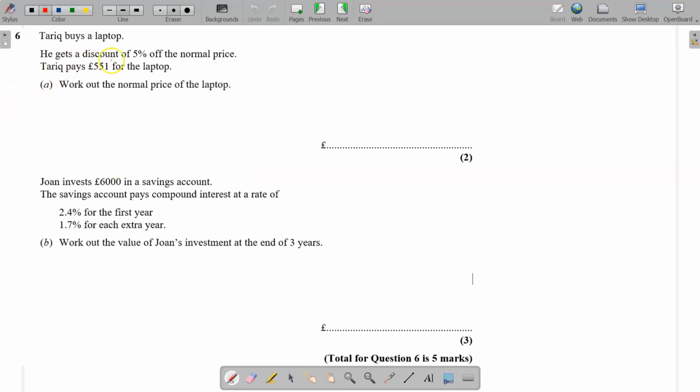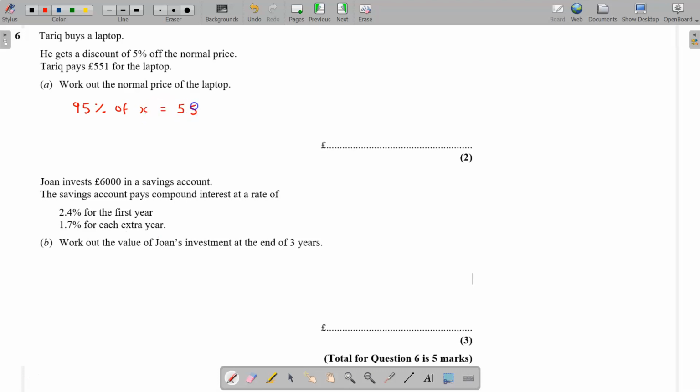Tariq buys a laptop. He gets a discount of 5% off the normal price. So this is a reverse percentage problem. If you found 5% of 551 and added it on, you would get 0 marks, because that's completely not what you do. What we do know is that 5% was taken off, leaving us with £551. So that means that the 551 was 95% of the original price. 95% of x equals 551.